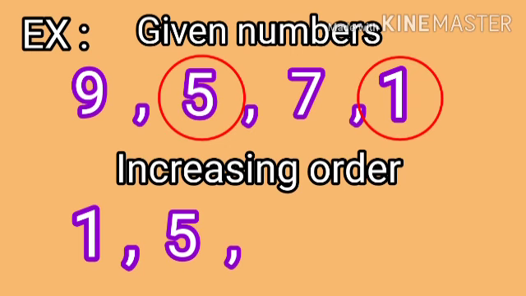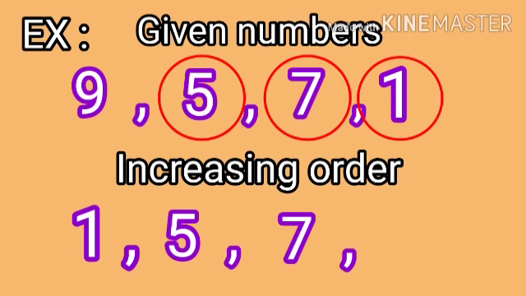Again, get back to our given numbers. After rewriting 5 in increasing order, here we have only 2 numbers. Those are 9 and 7. Out of these 2 numbers, which is the smaller number? That is 7. So, we should write 7 at third position of the increasing order. Then, we should write the remaining number 9 at the last position of the increasing order. So, 1, 5, 7, 9 is the increasing order of the given numbers.